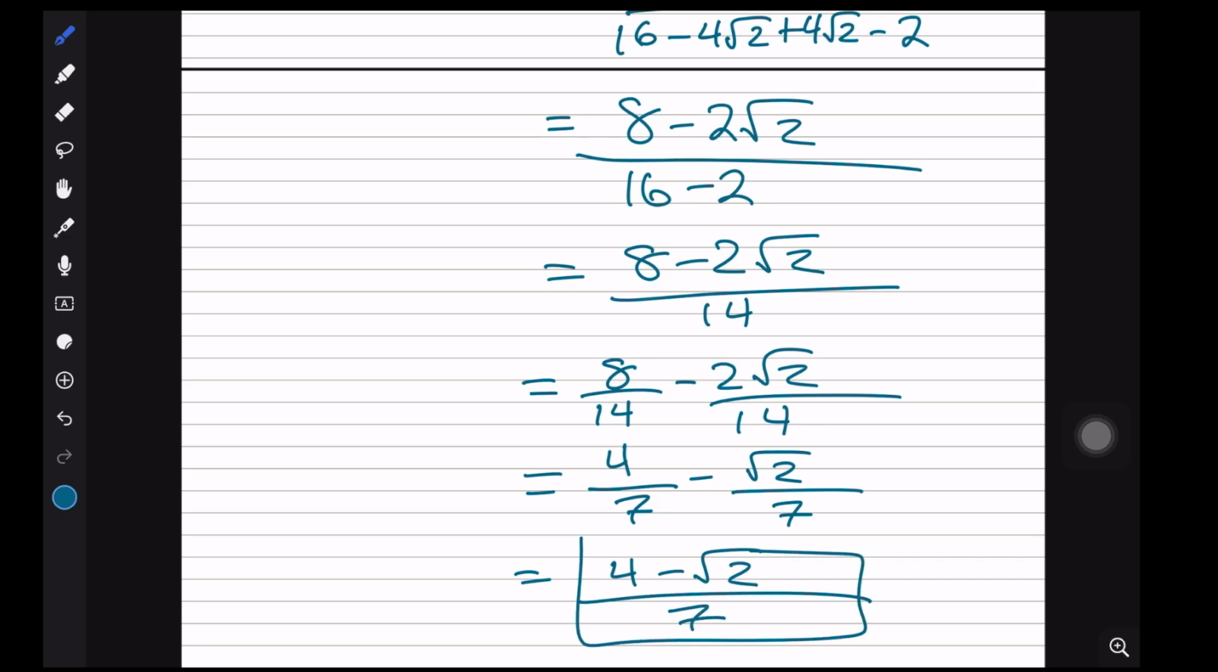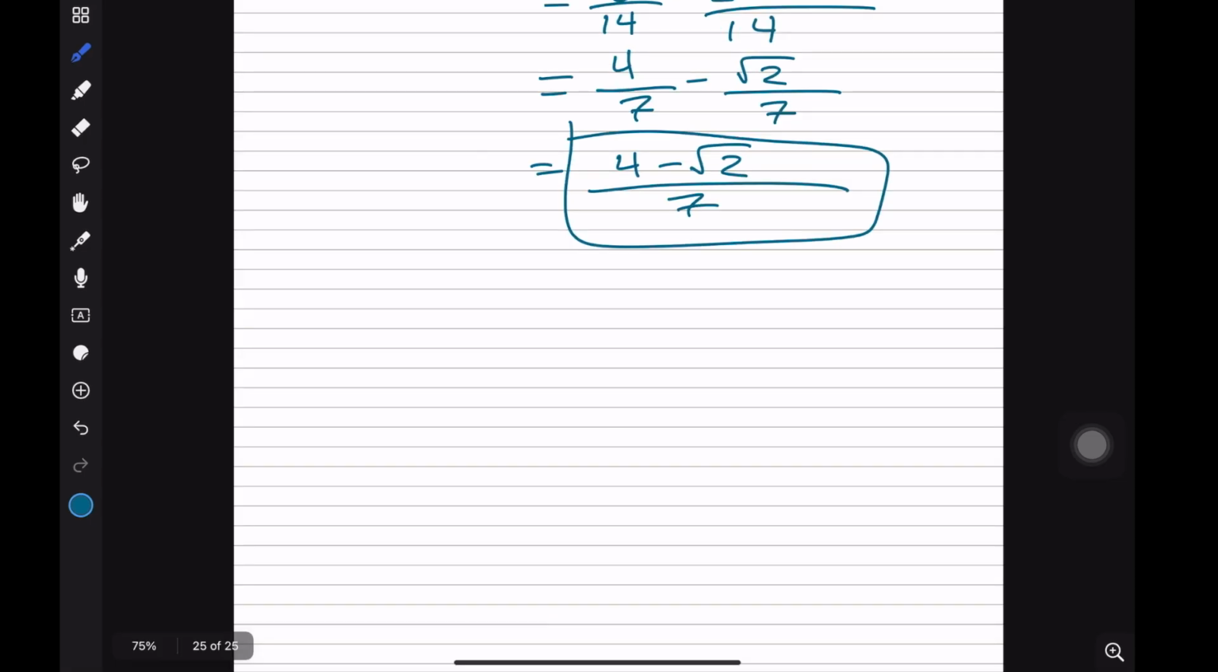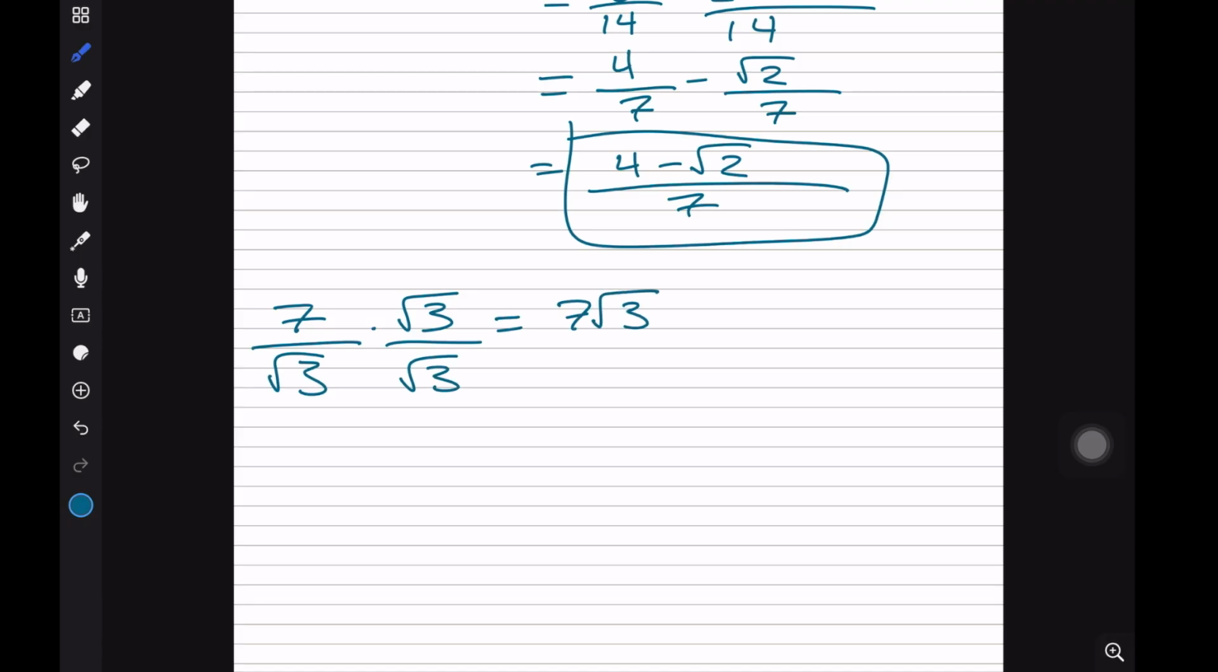Let me show you just a couple more. If you have 7 over the square root of 3, what you're going to do is you're going to multiply by square root of 3 on the top and the bottom. So we're going to get 7 square root of 3 over 3. And that's your final answer.